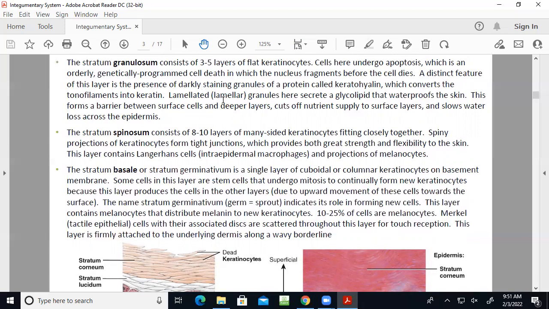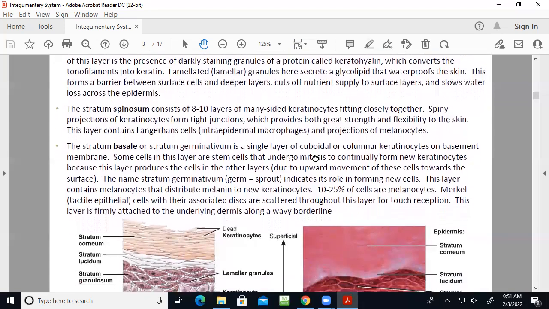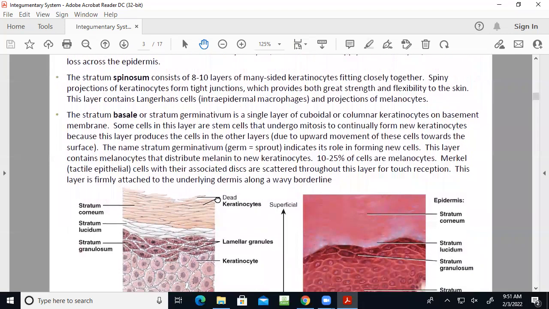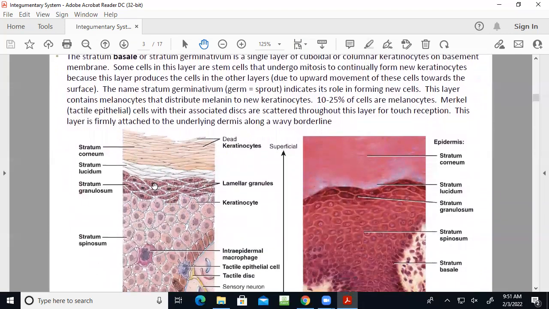Lamellar or lamellated granules here secrete that glycolipid that waterproofs the skin that I've been talking about. This is going to help form a barrier between the surface cells and the deeper layers, cuts the nutrient supply off to those surface layers, and slows water loss across the epidermis. So it's basically a barrier between the deeper layers, which are all living, and the outer layers, which are not living.